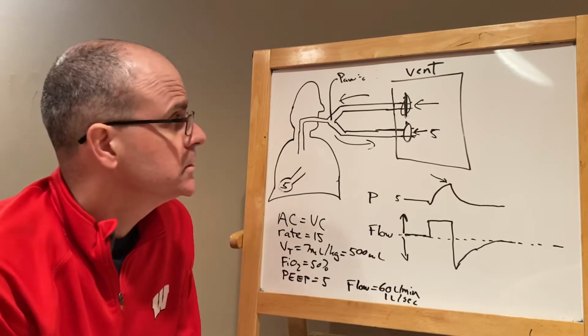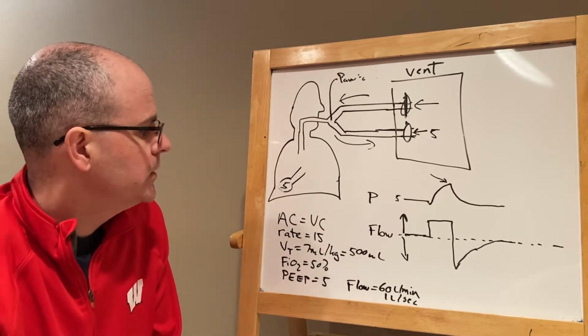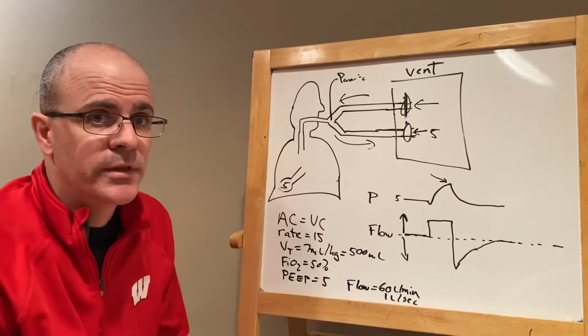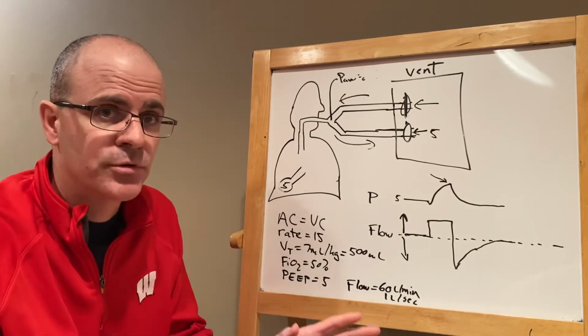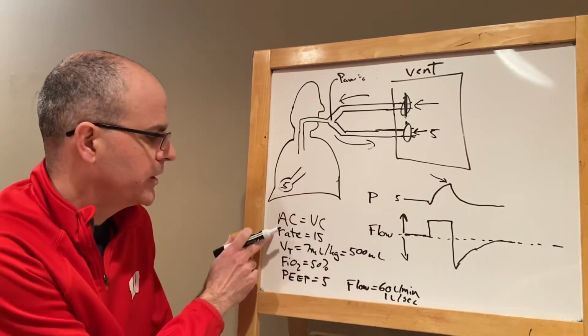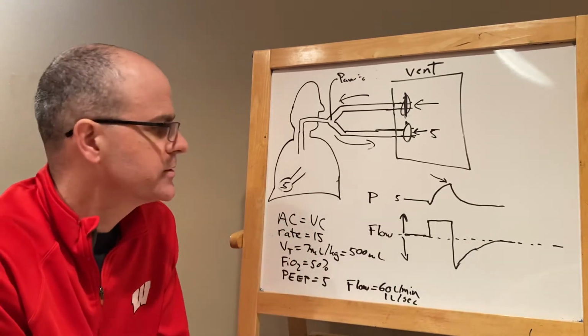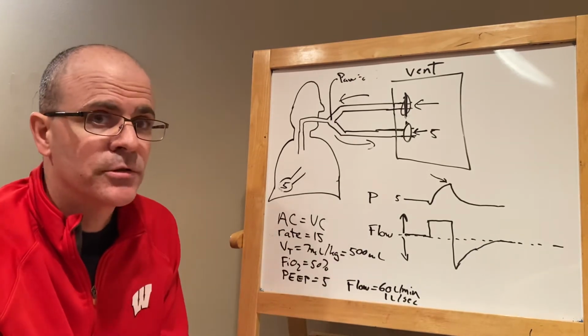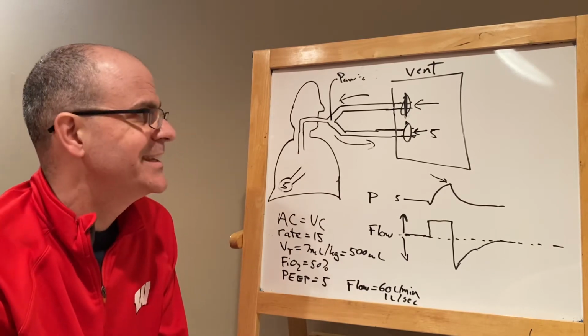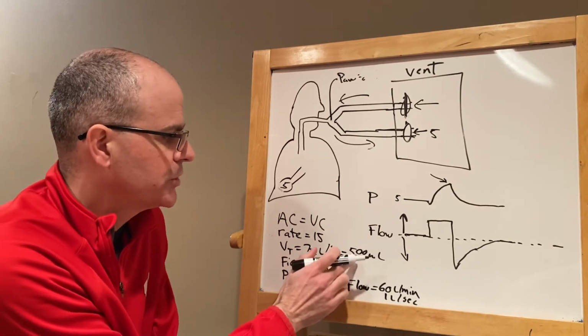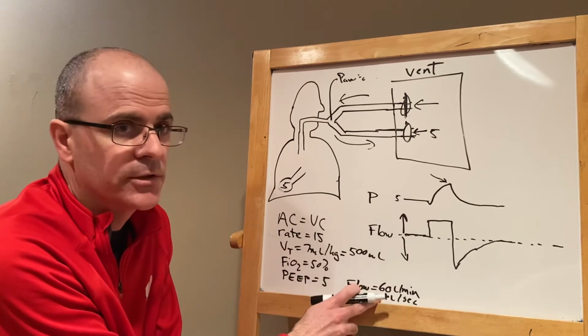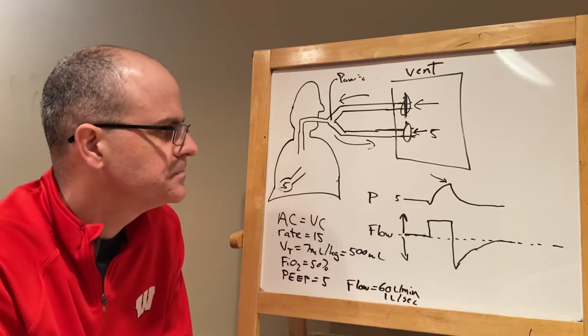Now, a couple of thoughts. First of all, we set a rate of 15. What that means is that if the patient never triggers, the ventilator makes sure they get 15 breaths. So that's sort of a minimum number of breaths that they're going to get. If the patient triggers the ventilator 20 times, then each of those 20 times the ventilator will push in 500 mLs at a rate of 60 liters per minute.